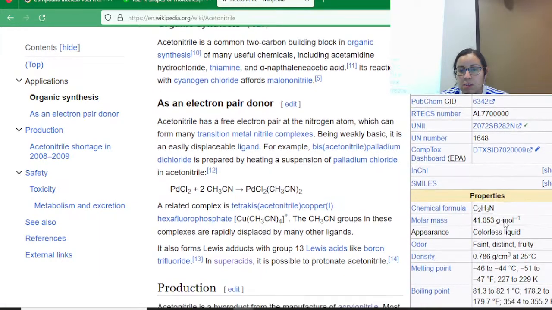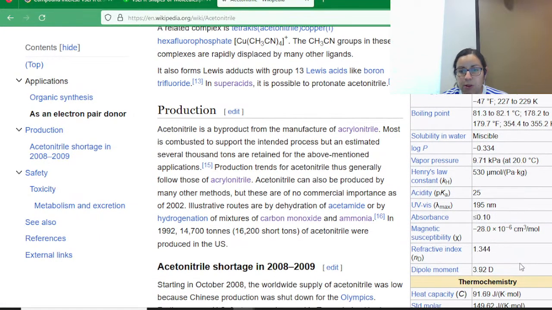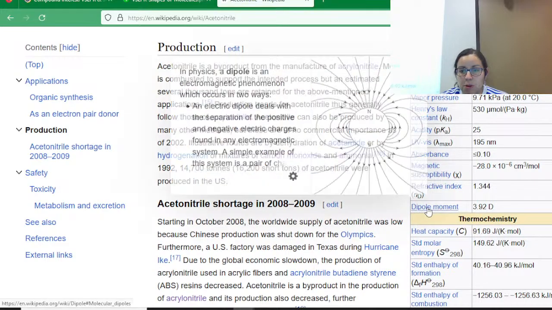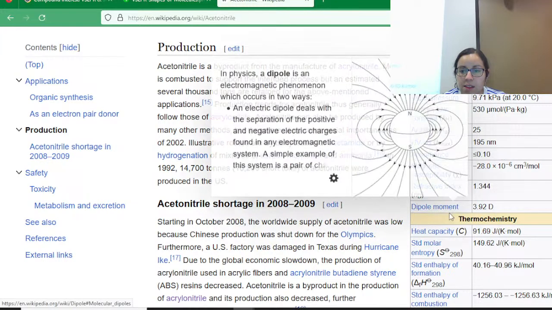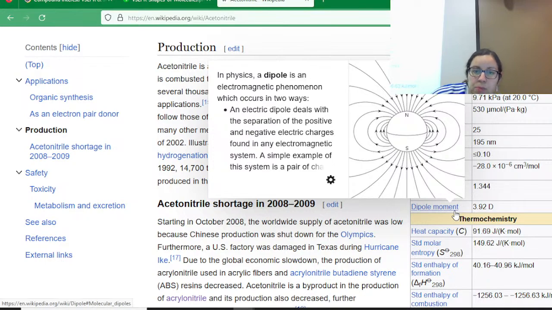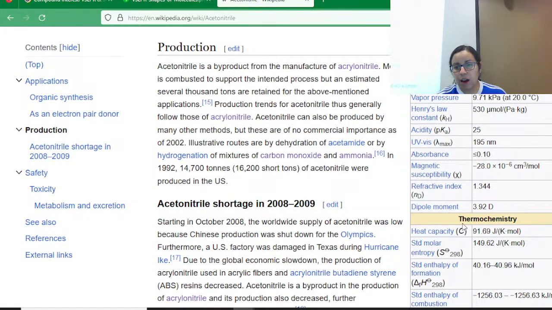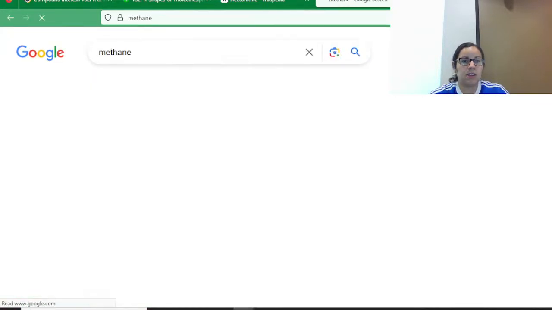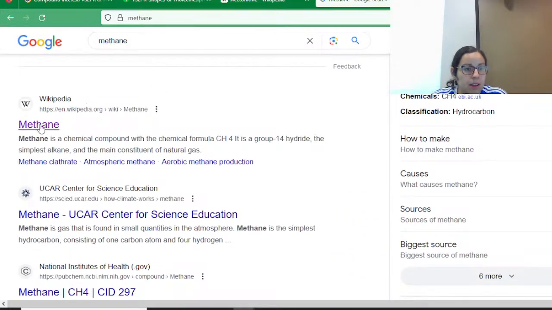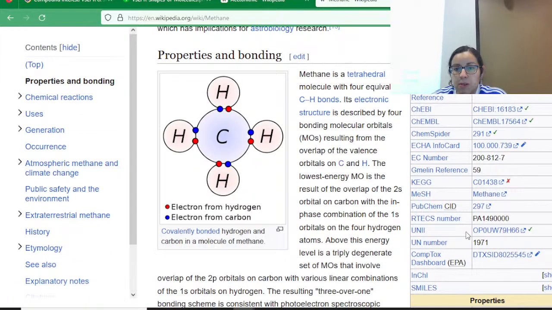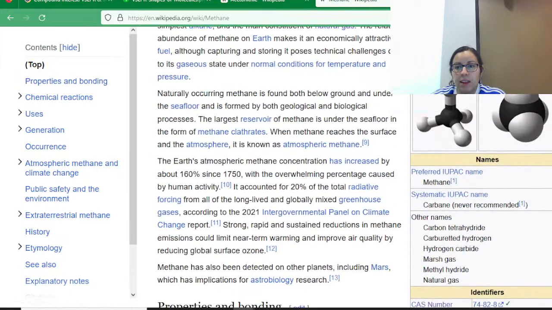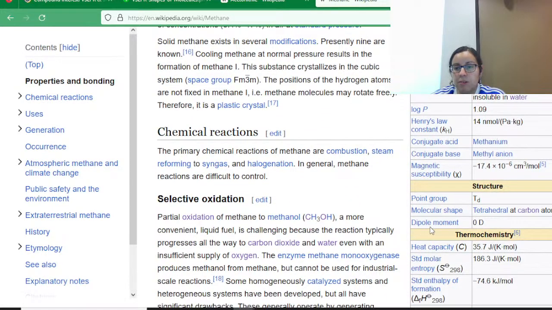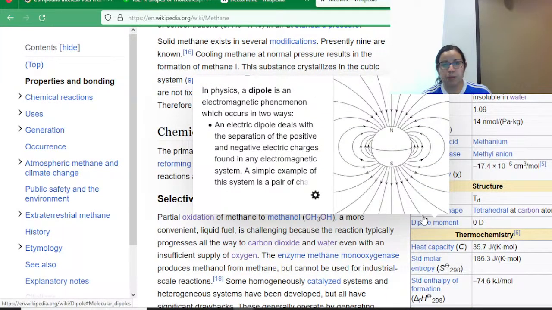And so then, if we go down, what we're looking for is the dipole moment. The dipole moment is a good reflection of how polar it is. So if it has a dipole moment, then it means that it's polar. And this one has a kind of high dipole moment of 3.92. Let's see for comparison, Wikipedia doesn't have the dipole moment of every compound, but it's pretty good. So methane, dipole moment of 0, so that's kind of expected.